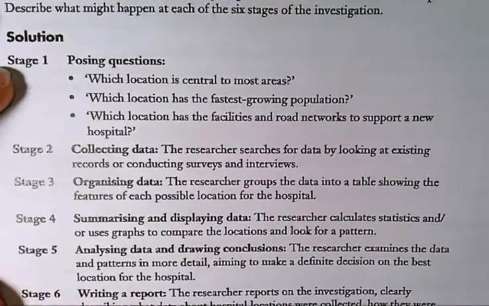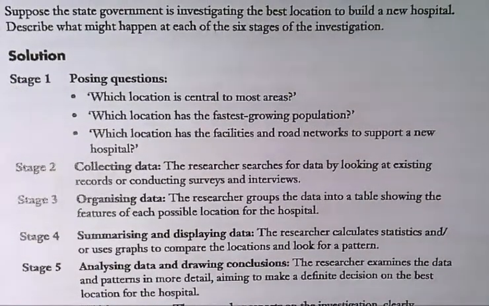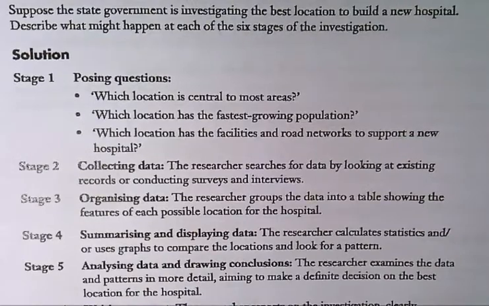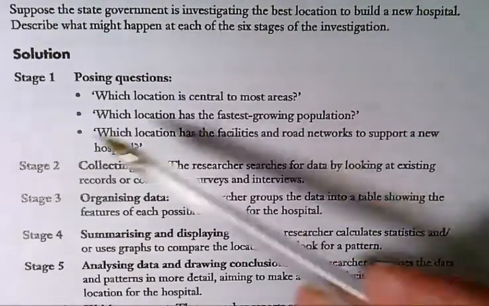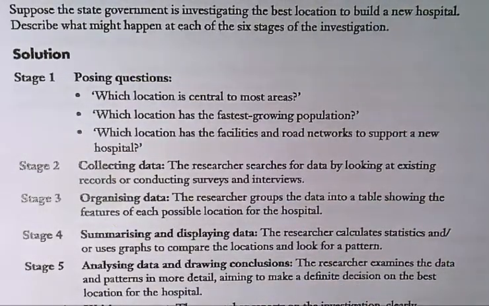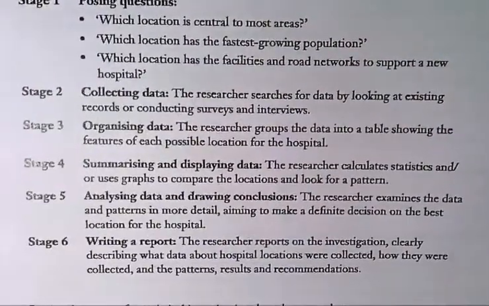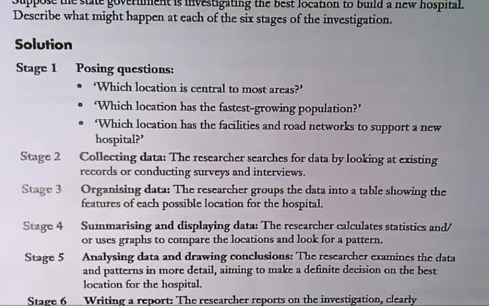So here is the question. Suppose the state government is investigating the best location to build a new hospital. Describe what might happen at each of the 6 stages of the investigation. So you're going to have to know what the 6 stages are and their order. So remember, we're trying to build a new hospital and we want to find the best location.